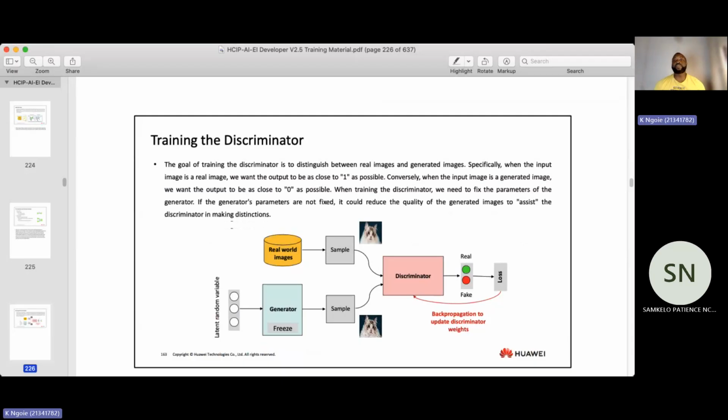Okay, you have, for example, in cases like converting sketches to photos, super resolution, for example, to enhance low resolution images to high resolution. Data augmentation, that means you generate synthetic data for training AI models. Style transfer, which means applying artistic styles to images. So all these scenarios are examples of GAN.